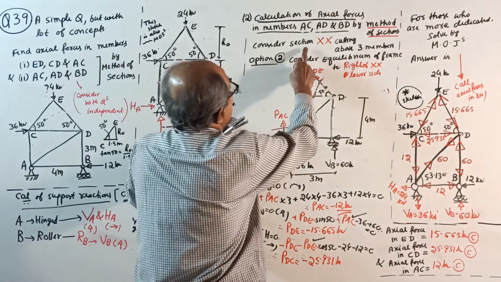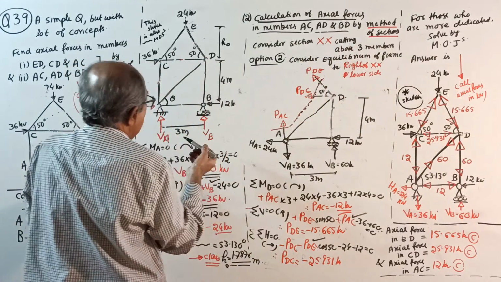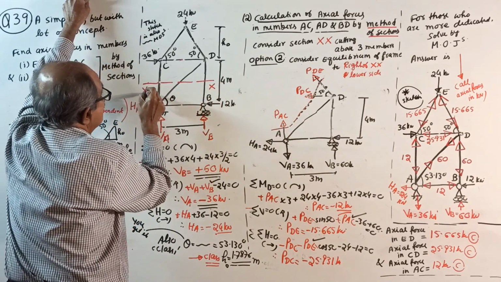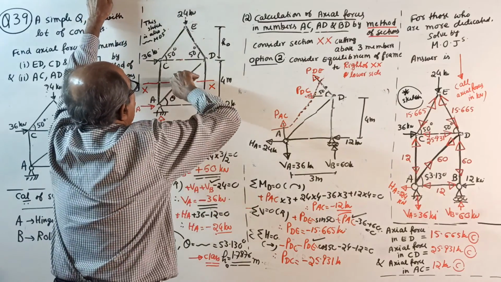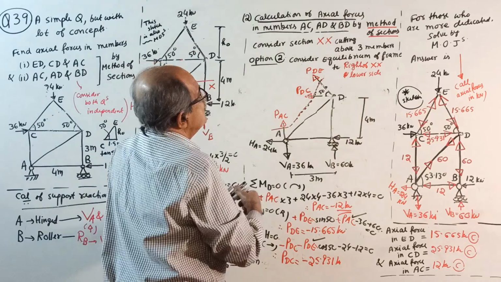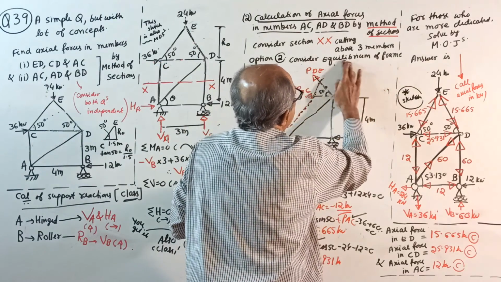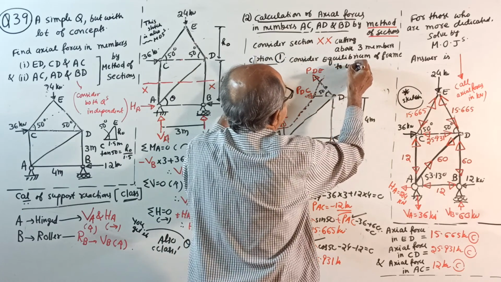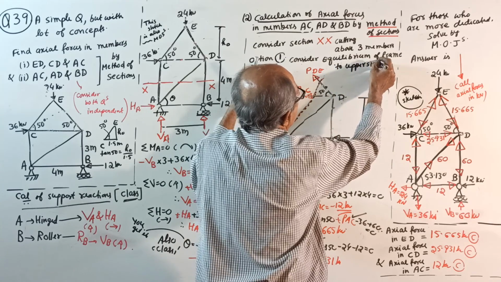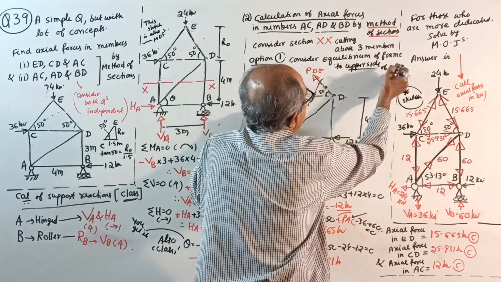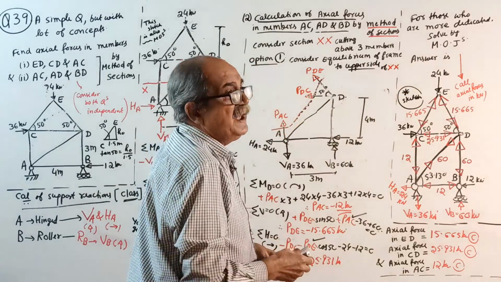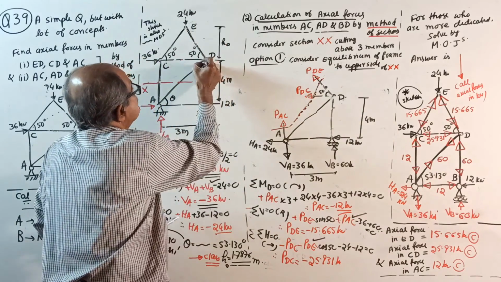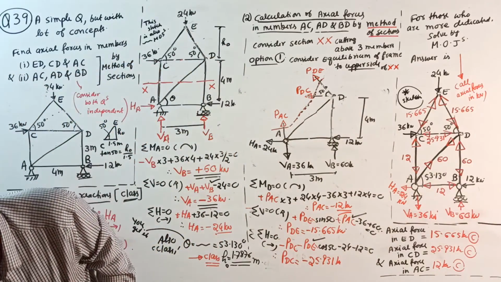So, consider section XX, cutting above 3 members. Directly cut here, see. Cut XX. Now, consider either the upper side or the lower side. Now, consider equilibrium of the frame, option 1, the upper side of XX. Make a note. If you consider the upper side of XX, there is no need of support reactions. That is the advantage.